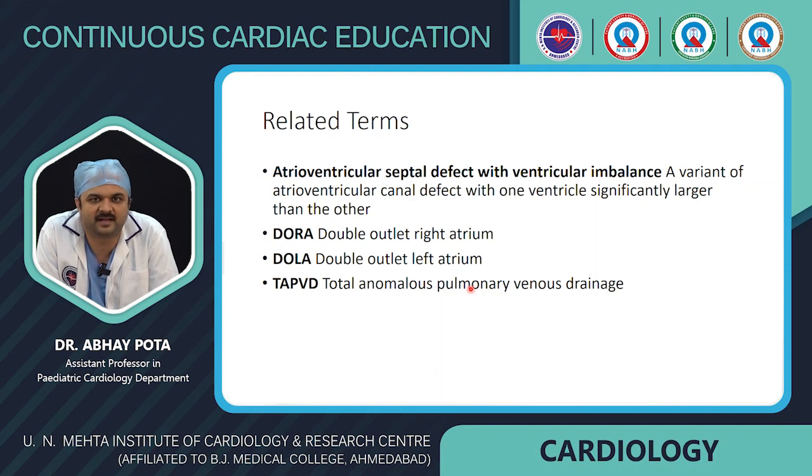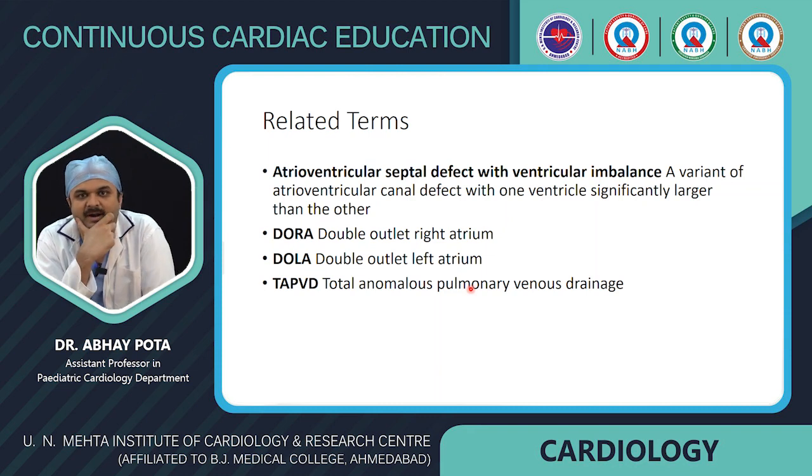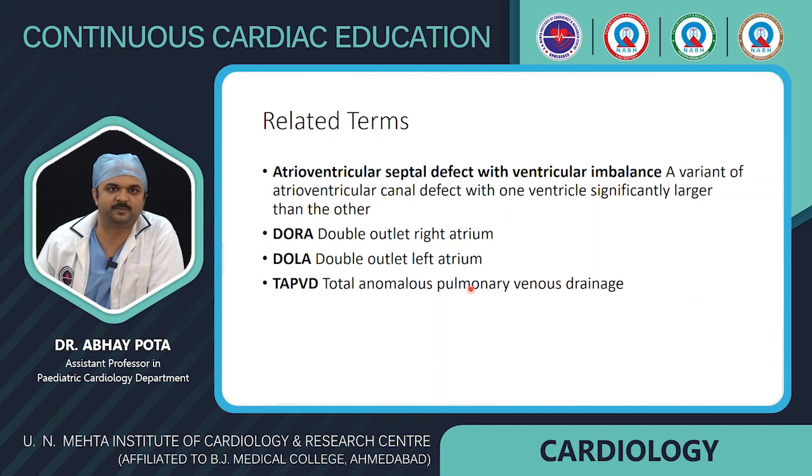Normal pulmonary veins are draining into LA roof only, but there is septum primum malalignment. Septum primum is malaligned and hence these pulmonary veins are draining from LA to RA. This malaligned septum primum defect is leading to TAPVD. So septum secundum malalignment defects are DORA and DOLA. Septum primum malalignment defect is TAPVD.